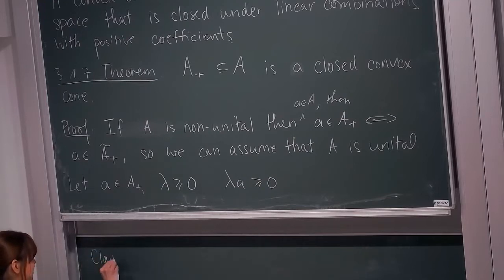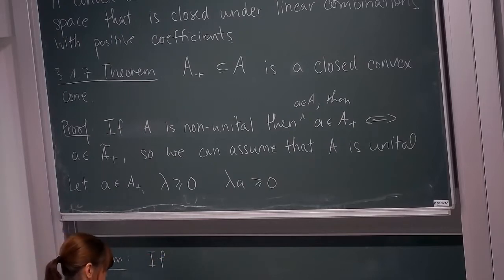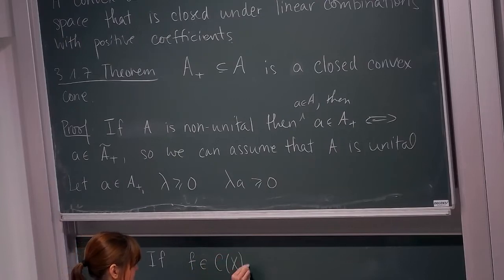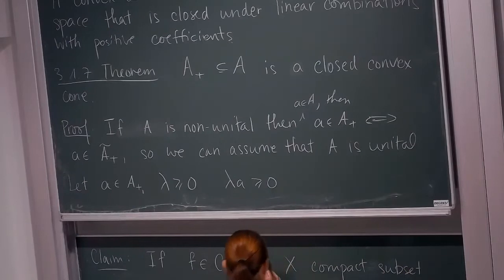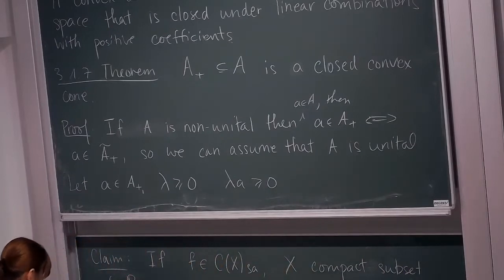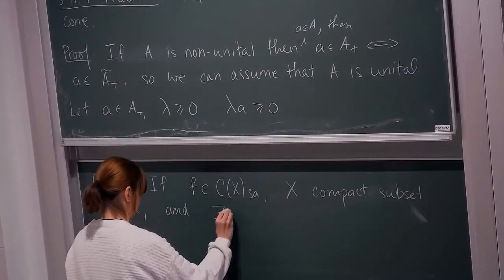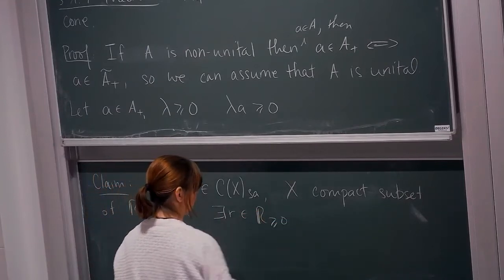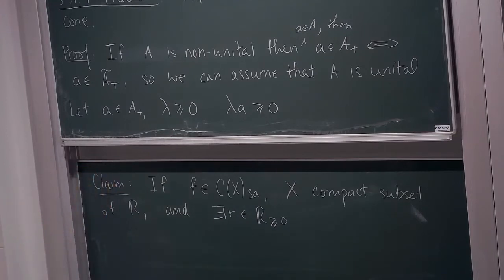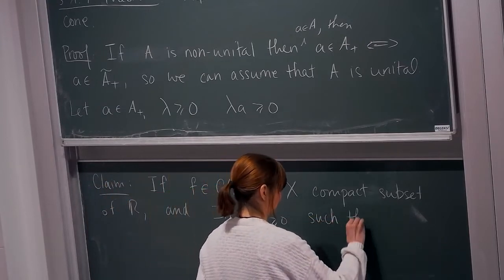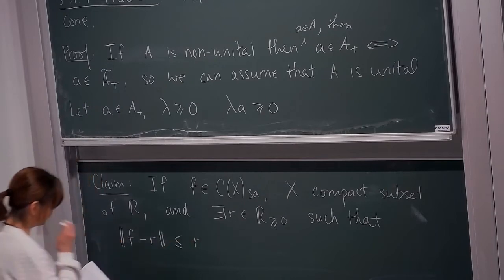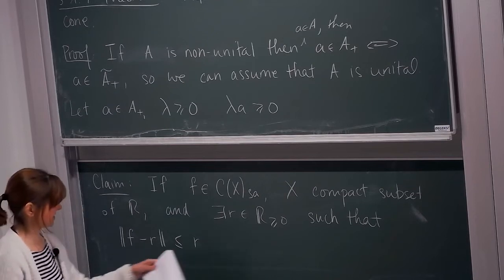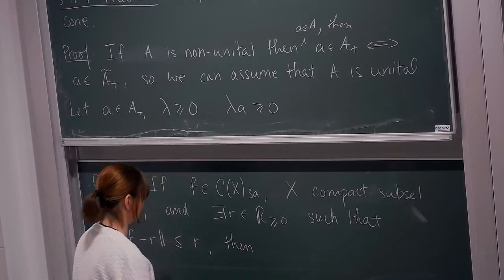Okay, so here's first a claim. If we have a self-adjoint function f in C of X for some compact subset X of R, and we can find some R, greater than or equal to 0, not strictly positive, such that the norm of f minus R is less than or equal to R, then we have that f is greater than or equal to 0.